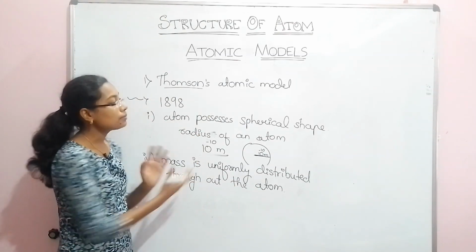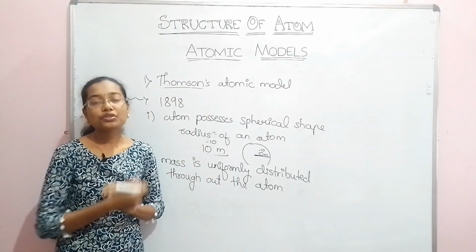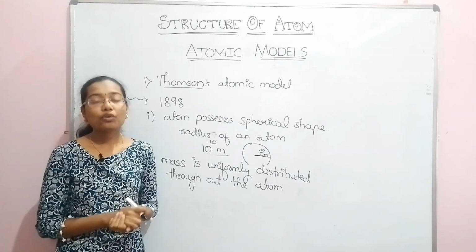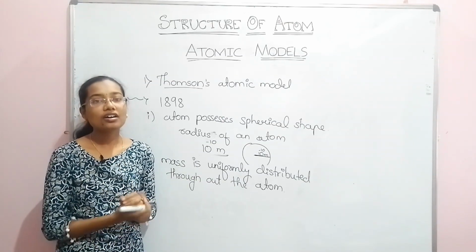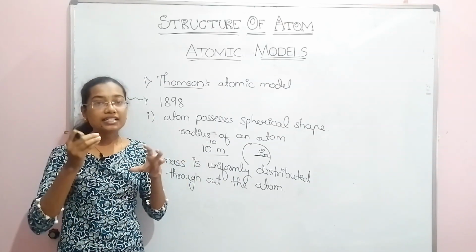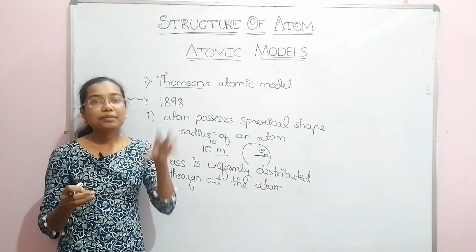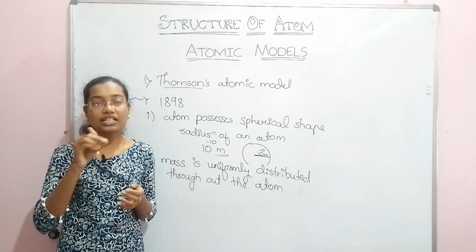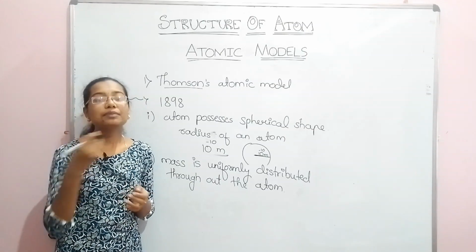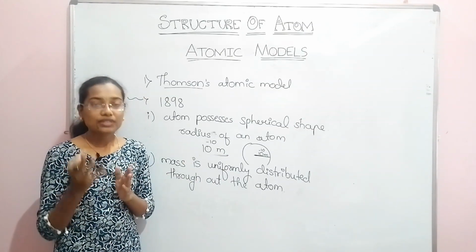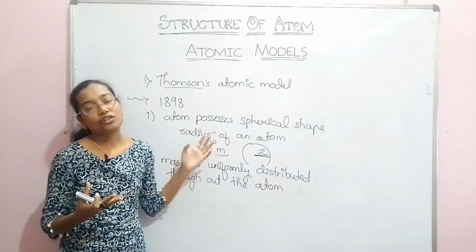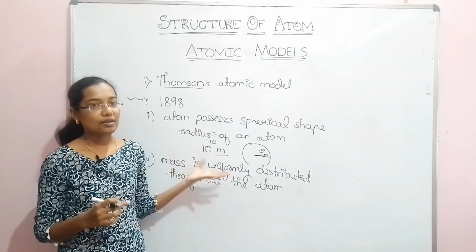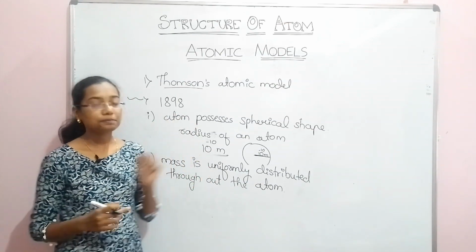Some of this Thomson's atomic model was called by other names also, like the plum pudding model and the watermelon model, because, as I said, in a watermelon the seeds are electrons, and the pink part is the positive charge. The seeds carry negative charge, and the pink part is positive charge. So this atomic model is also called the watermelon model or plum pudding model. Those are some of the names given to Thomson's atomic model.